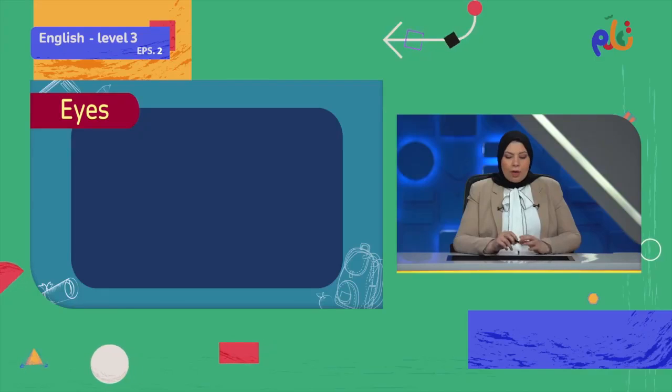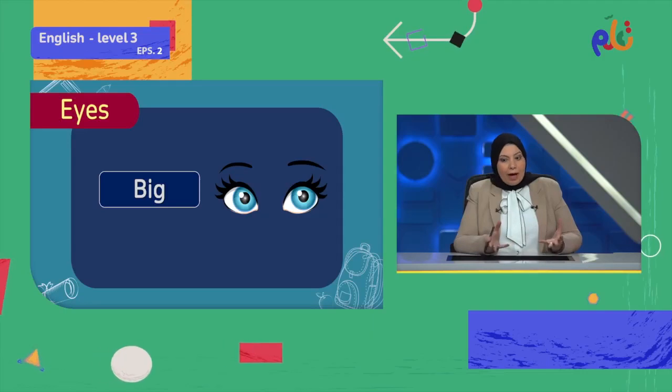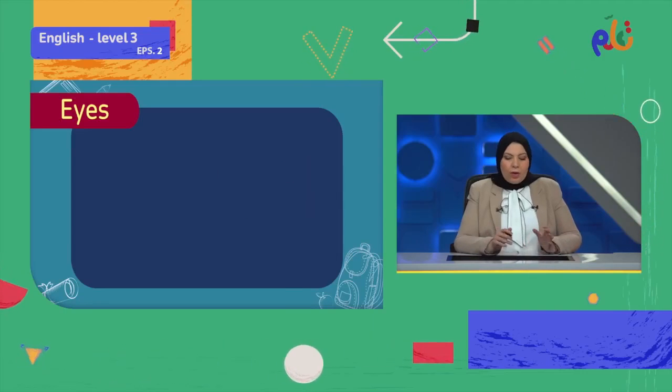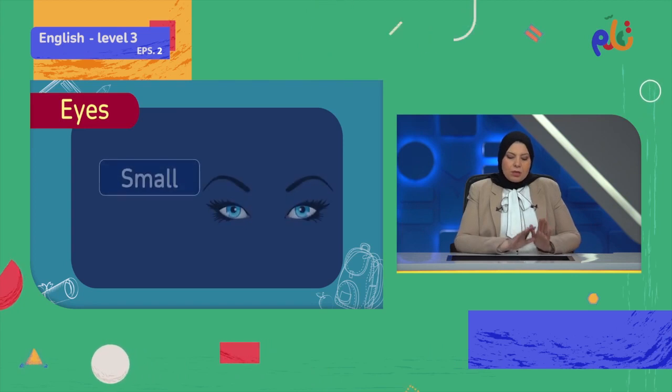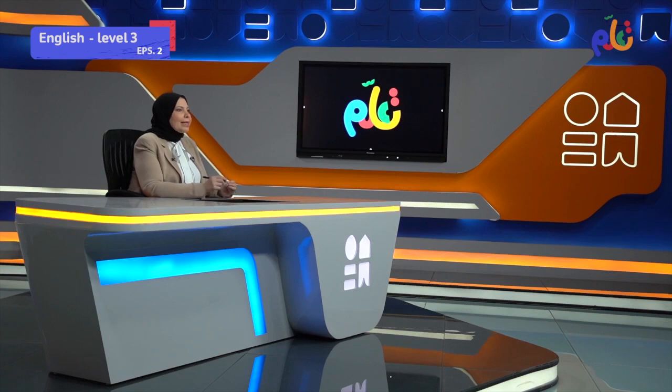Okay, so for eyes we have two things. We have the size of the eyes and we have the color of the eyes. Let's look at the size first. So we can speak about big eyes, or the opposite is small eyes. So I can say this person has big eyes or has small eyes. So this is speaking about the size. ده لو أنا هتكلم على السايز. Okay, لو هتكلم على الcolor, we have lots of colors for the eyes.